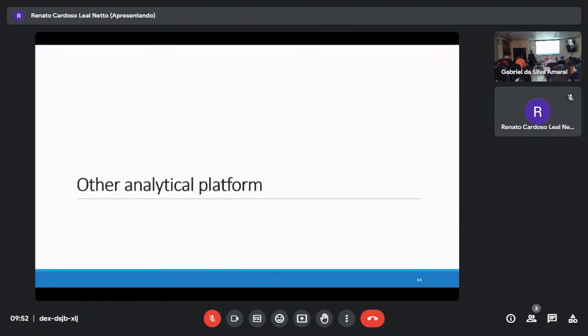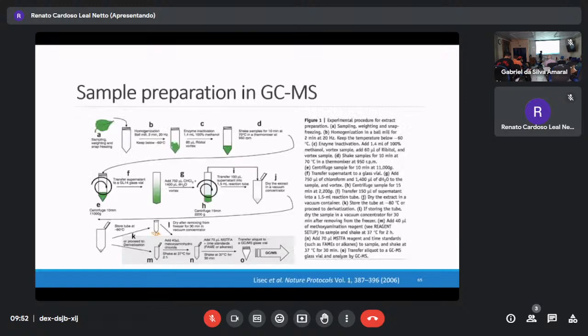This is another analytical platform. So here, sample preparation in GCMS. Sample preparation in GCMS.